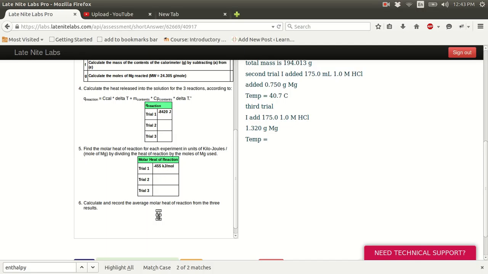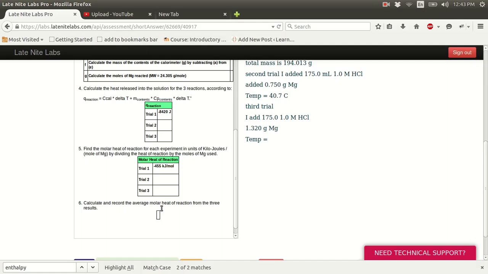In number 6, you want to calculate the average of your 3 trials. So add them up and divide by 3. These will all be negative numbers, and so when you add them up, you will get a large negative number, and then you divide by 3, you'll get a negative number that is similar to this one that I have, something like negative 400 or negative 500 kilojoules per mole.